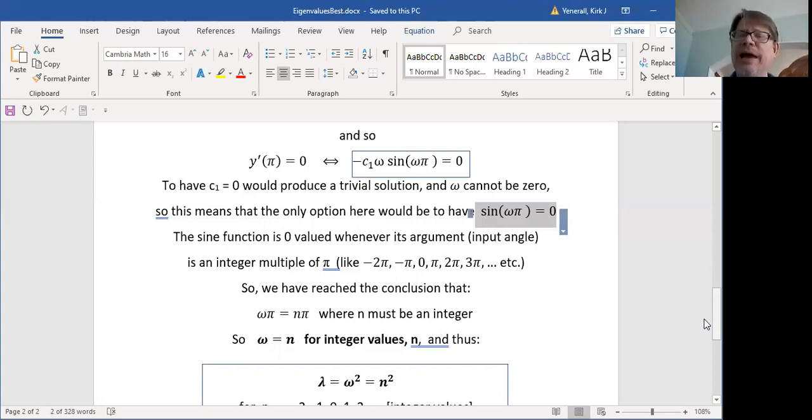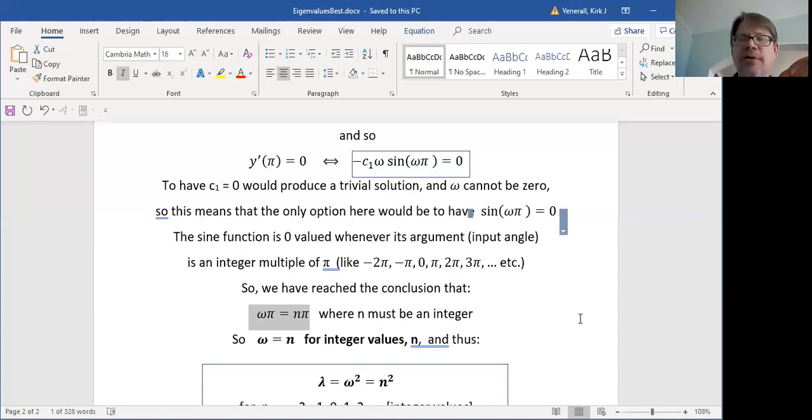So what have we concluded then? Well, if the sine of omega pi has to be 0, then omega pi has to be equal to, we're going to say omega pi is equal to n pi, where n has got to be an integer value.